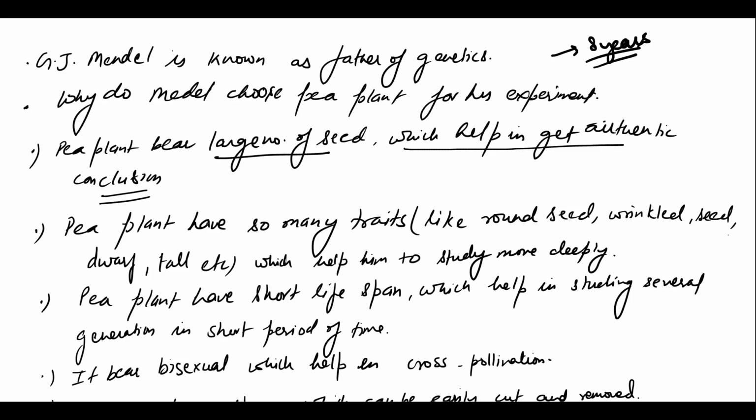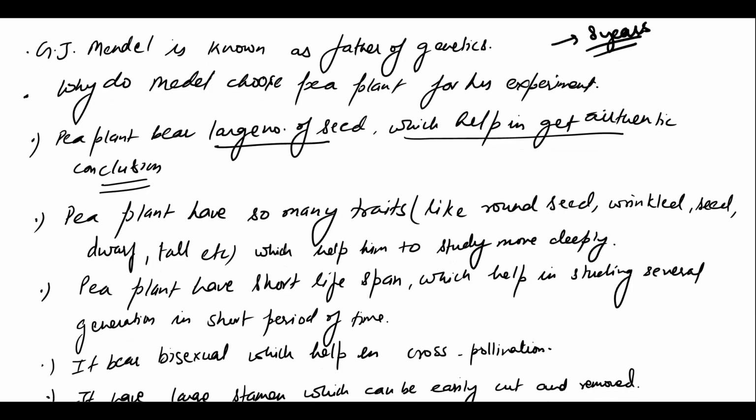Because the pea plant has so many traits, he was able to tell which trait is transferable and which is not. If the plant were only tall and dark with no other features, he could not. In how many plants is this trait dominant, and in how many is it not dominant? So this helped him study deeply.